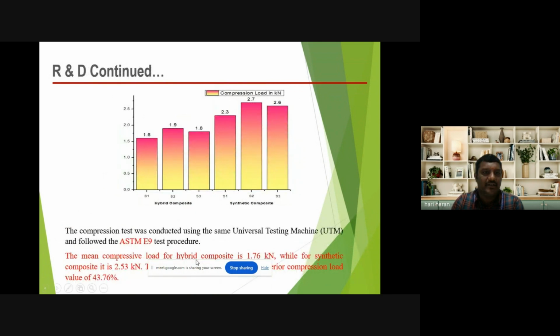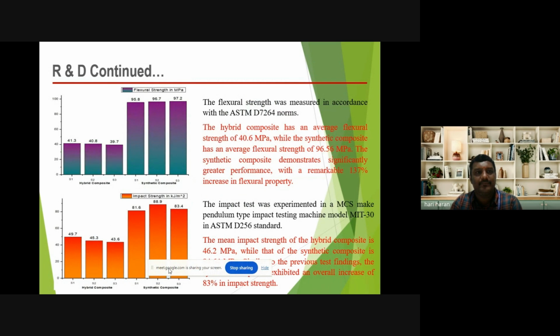And moving on to the compression test, the compression test was carried out in ASTM E9 test procedure, and compression load was found to be maximum in synthetic composite, which is similar to the previous one, and the percentage change is around 43.76. Moving on to the flexural strength, the flexural strength standard was ASTM D7264 norms, and the hybrid composite has an average flexural strength of 40.6 megapascal, while the synthetic possesses the notably higher value of 96.56 megapascal. And the increase in the flexural property is around 137%.